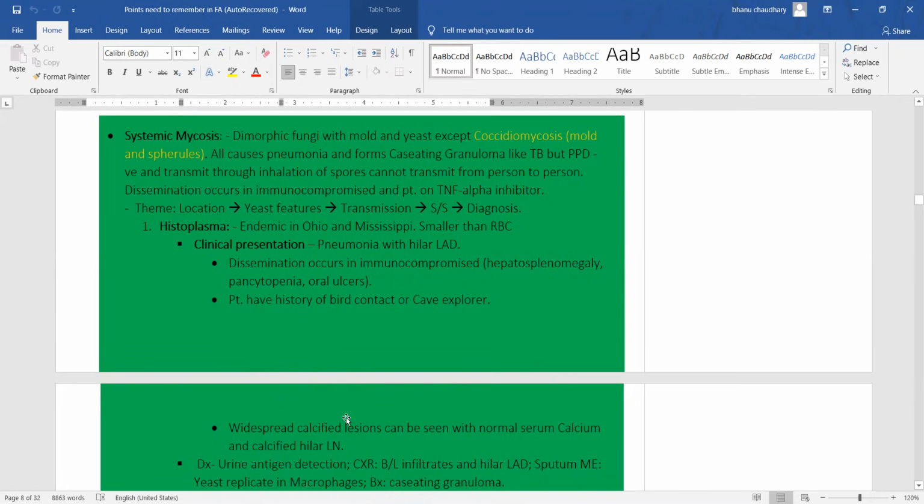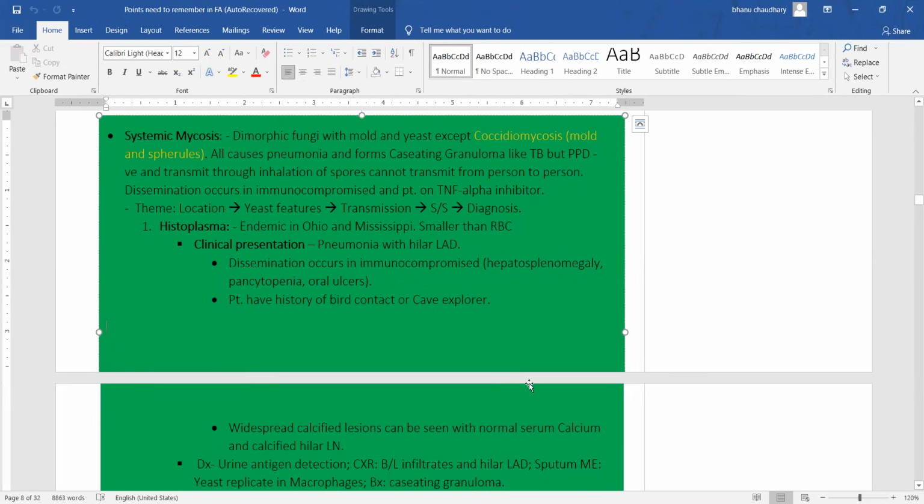And whenever the calcifications also involve the hilar lymph nodes, you can be damn well sure this must be a case of disseminated granulomas. It could either happen in the tuberculosis or the tuberculosis-like diseases like systemic mycosis. Okay. So whenever a question describes the involvement of hilar lymph nodes with widespread calcified lesions or widespread granulomas, it would be a disseminated infection from TB or the TB-like diseases.